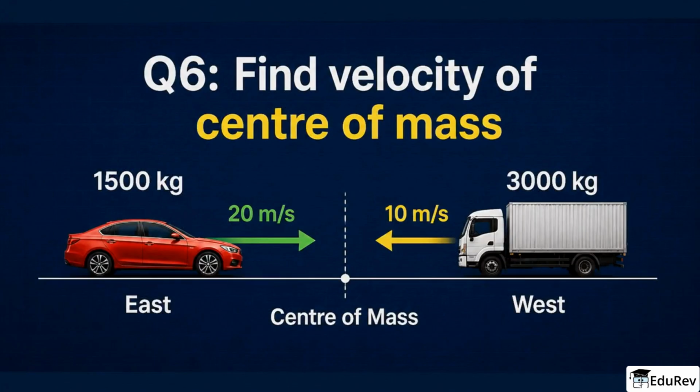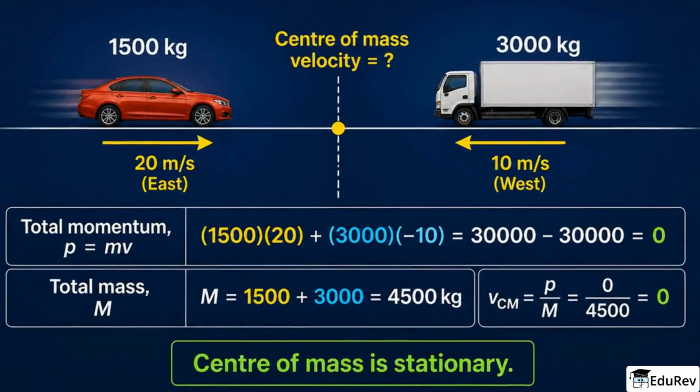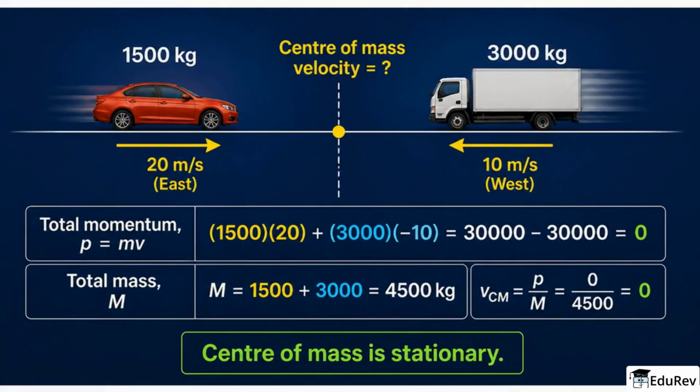Question number 6 gives a car 1500 kilograms east at 20 meters per second and a truck 3000 kilograms west at 10 meters per second. Find velocity of center of mass. Taking east positive, total momentum equals 1500 times 20 plus 3000 times negative 10 equals 30,000 minus 30,000 equals 0. Divided by total mass 4500 gives 0. So center of mass is stationary.